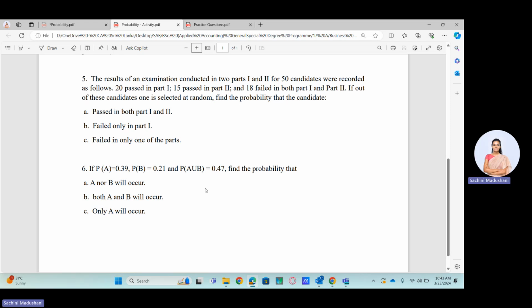Okay, then the easiest way, you write the answers through the Venn diagram. Or you can write the answers directly. Then you can use the Venn diagram, it's very easy. The other way, the same thing: let A be denoted by passed in part 1, and B is defined by passed in part 2.